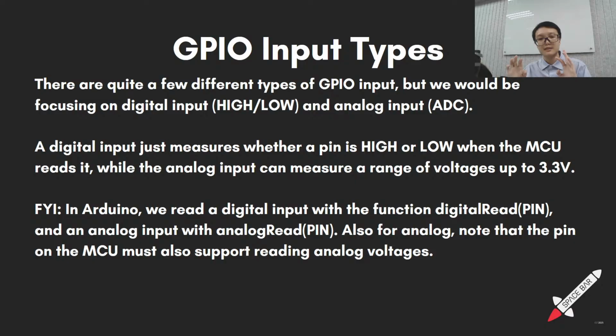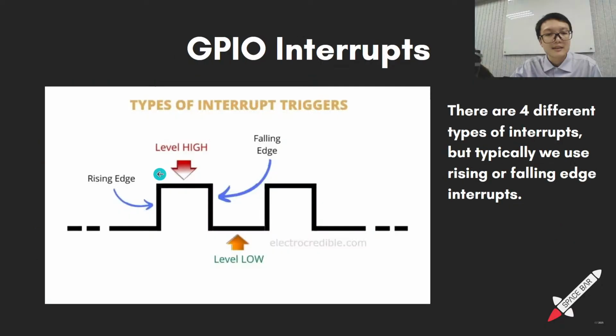There are actually 4 different types of interrupts, but typically we use 2, which are the rising edge or falling edge. When it goes from low to high, this is an event. Let's say you turn on a switch, then the microcontroller has to be notified. You can use an interrupt by detecting when the switch turns on with the rising edge, or when the switch turns off with the falling edge. Does that make sense?